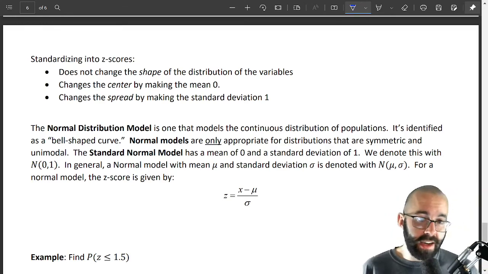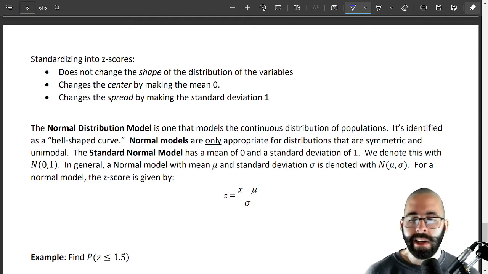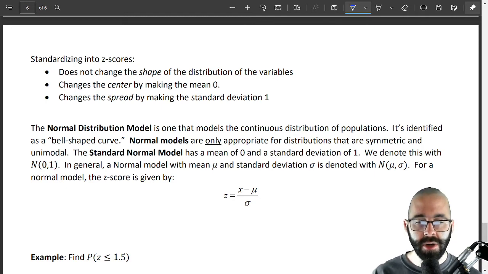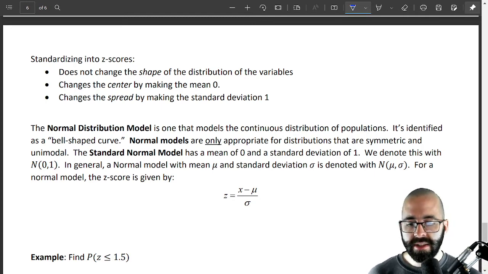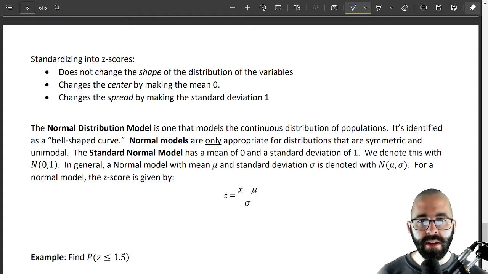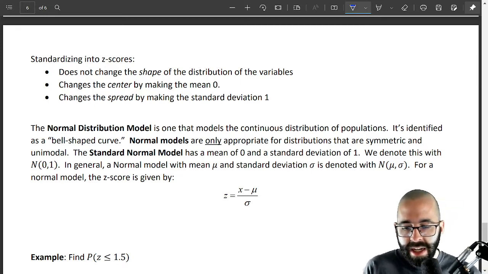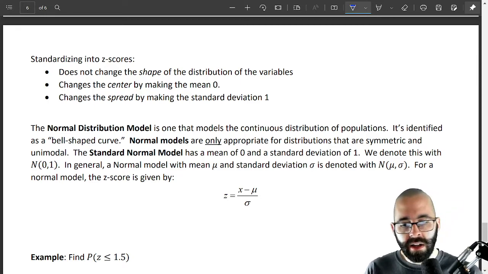All right, let's summarize everything that we've talked about in this unit and do some problems. So when we standardize things, when we turn them and put them in terms of z, in terms of the standard normal model, that's going to move things around a little bit. All of these normal distributions have the same shape. So standardizing is not going to change the shape, but it might change the center, right?